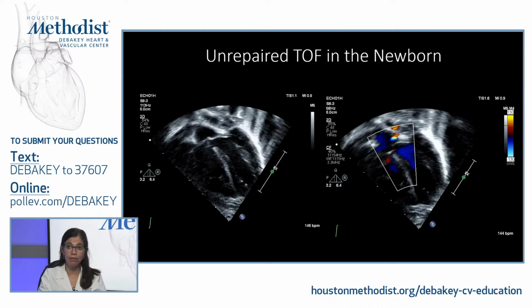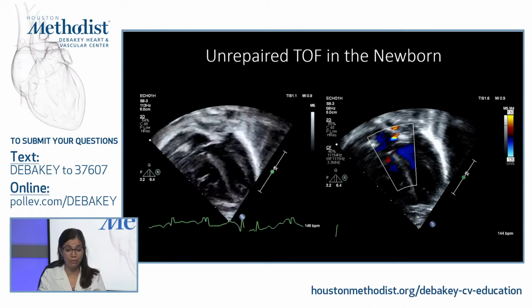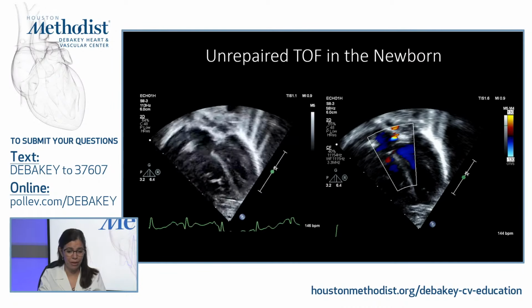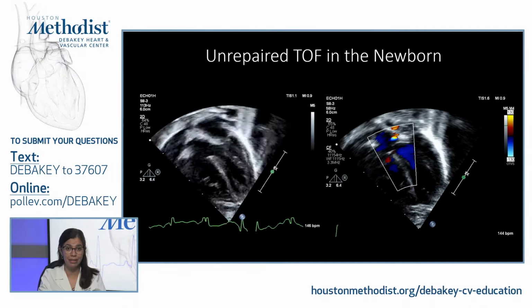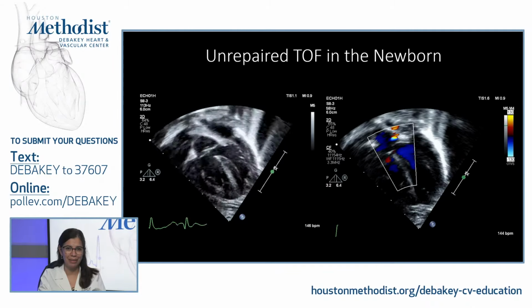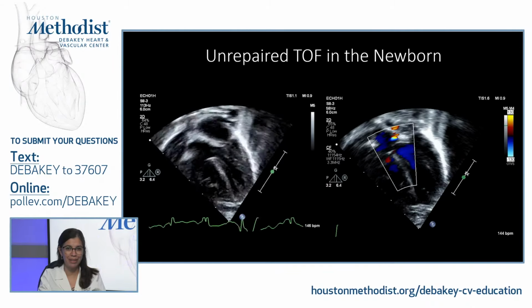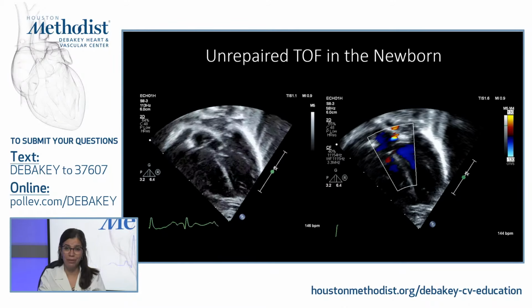So let's start to image patients with congenital heart disease. We need to know their history, and their history is usually long and complex. So let's start from the beginning. This is a patient with unrepaired Tetralogy of Fallot. It's a newborn patient, so these are pediatric views. You can see here an echocardiogram that highlights the ventricular septal defect, the overriding aorta, and the right ventricular hypertrophy.